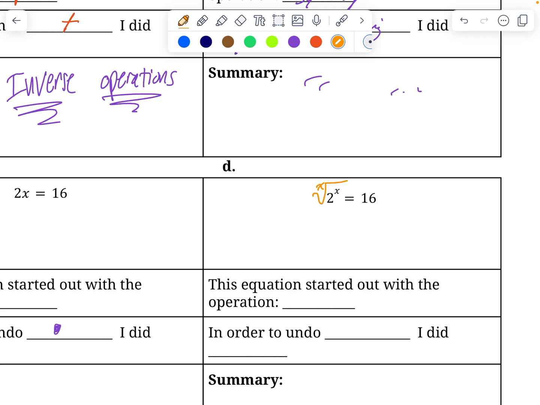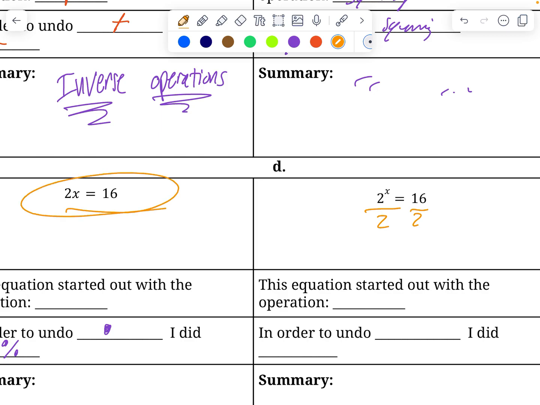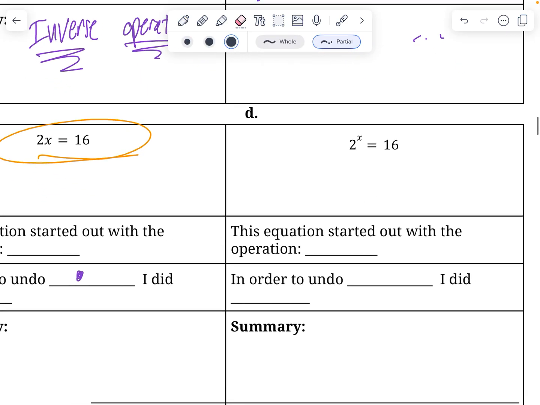That's not a thing in math. It's a good idea though. How do you cancel out an x exponent with an x root? It's not a thing in math. You obviously don't divide both sides by 2. Dividing by 2 undoes multiplication. That undoes this, but it doesn't undo 2 to the x. So you need a new thing here.